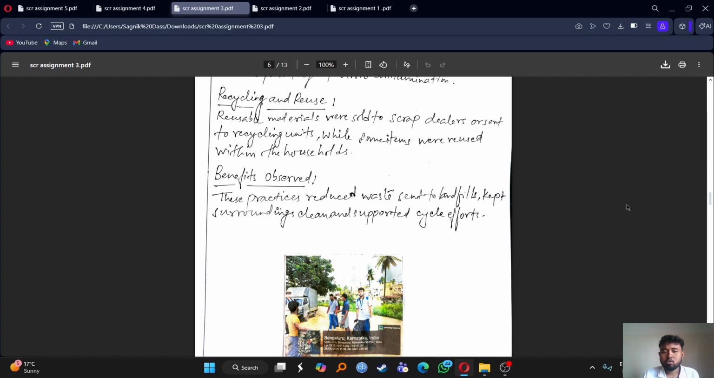Okay. Benefits observed. There are more benefits than normal waste segregation methods. This practice reduced waste sent to the landfills. Since we used the reuse process also, many things were removed from the huge chunk of waste we segregated. So the reused materials had been removed, and the total waste collected decreased.